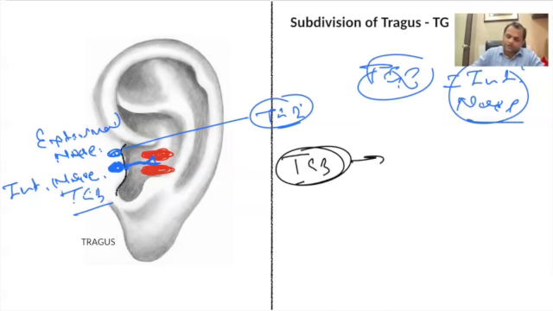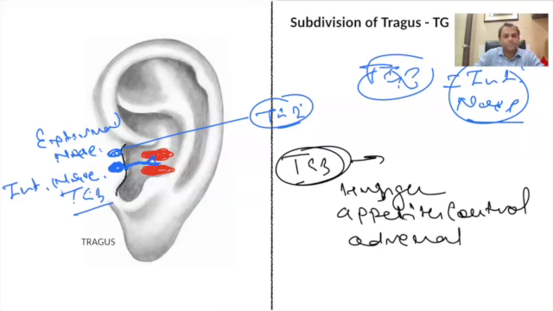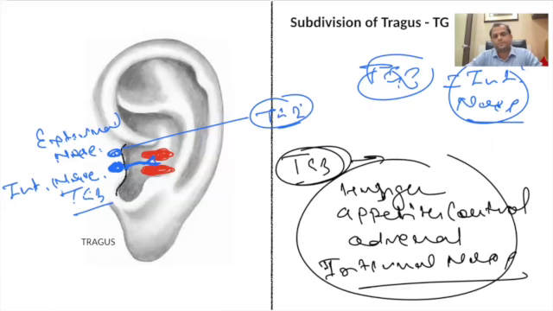We have seen tragus 3 is the hunger point, tragus 3 is the appetite control point, tragus 3 is the adrenal point, so the emergency point. Now we are saying tragus 3 is the internal nose point. So just needle tragus 3. It will treat multiple organs together. And tragus 2 is the external nose.